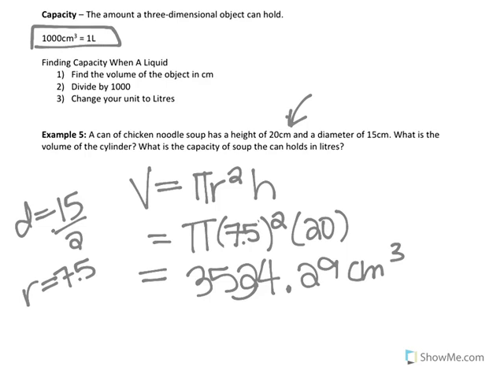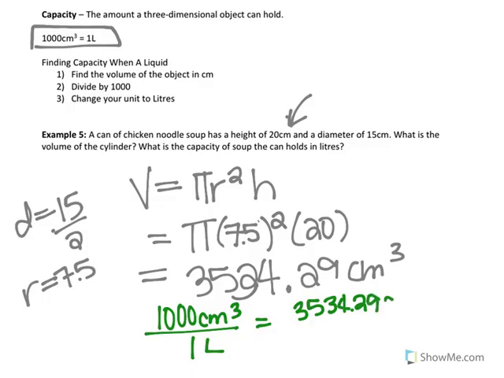It's important to know that it was already in centimeters. If it wasn't, we would have converted first. Now we know that 1,000 centimeters cubed is equal to 1 liter. We have 3,534.29 centimeters cubed. How many liters is this? It is the same as dividing by 1,000 or moving your decimal place over 3 times. Altogether, you would have 3.5 liters. And again, that is a big can of chicken noodle soup. All right, bye.